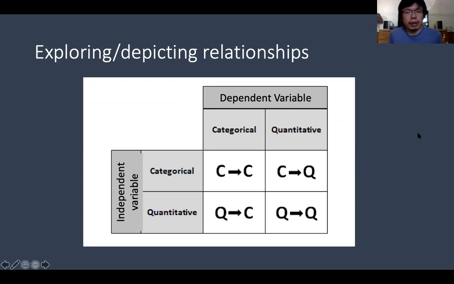And we also talked about how to depict the relationship between an independent variable and a dependent variable. And again, the most important step, the first step, is usually to determine what kind of variable it is. Is it a categorical variable or is it a quantitative variable? And you do that for both the independent and the dependent variable. Depending on their types, you can have different ways of depicting their relationships.